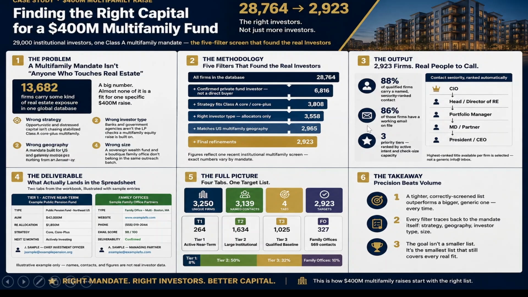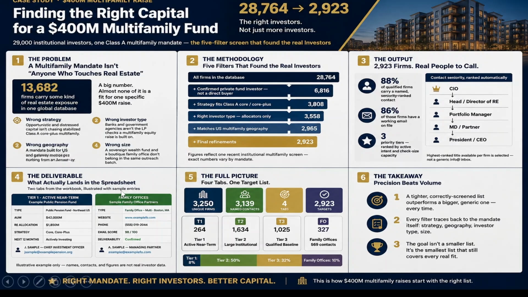86% of the firms on file have a working email, and I also clean the database using a premium email cleaner every 3-4 months on these because people do change positions. And we also have 3 priority tiers ranked by active intent and check size capacity. So really looking at the highest ranked title available per firm as well in this case.